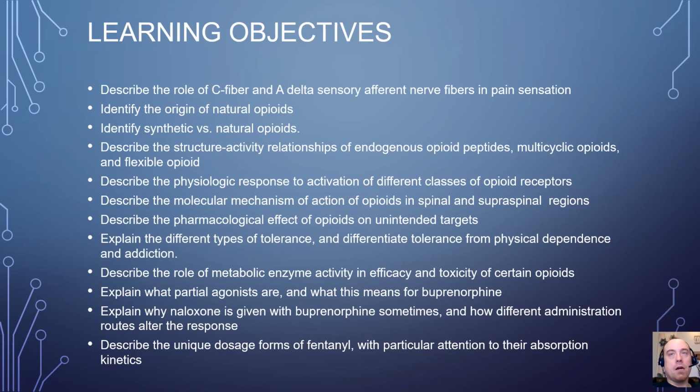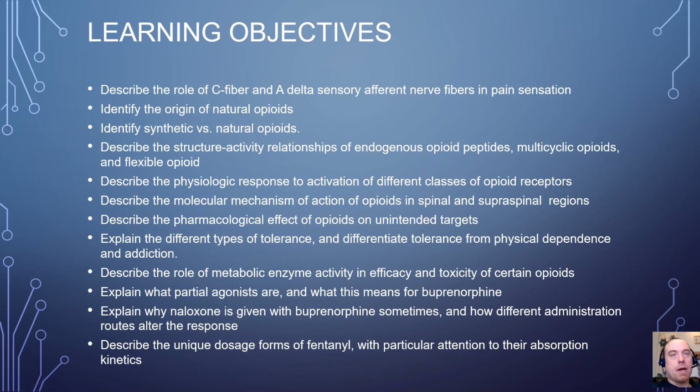So what makes an endogenous or synthetic opioid an agonist or activator of an opioid receptor, and what makes them an inhibitor, just a really basic overview of that. Describe the physiologic response to activation of different classes of opioid receptors, because we have the mu, kappa, and delta opioid receptors. In general, mu is doing most of the work. So that's what we'll focus on.